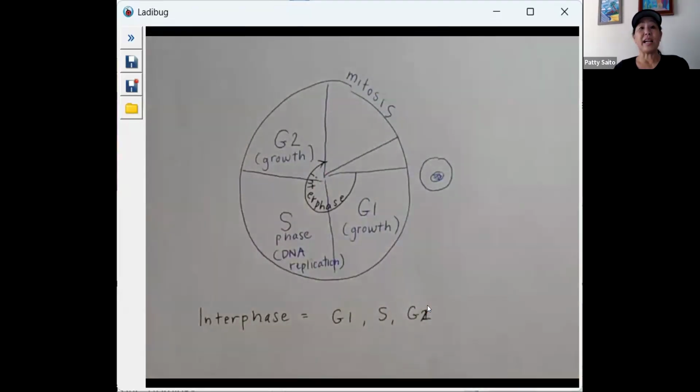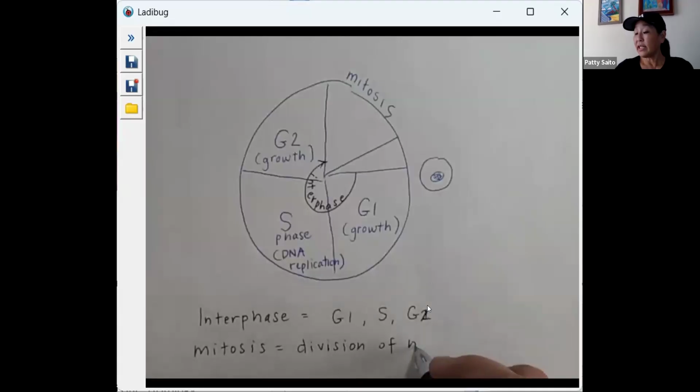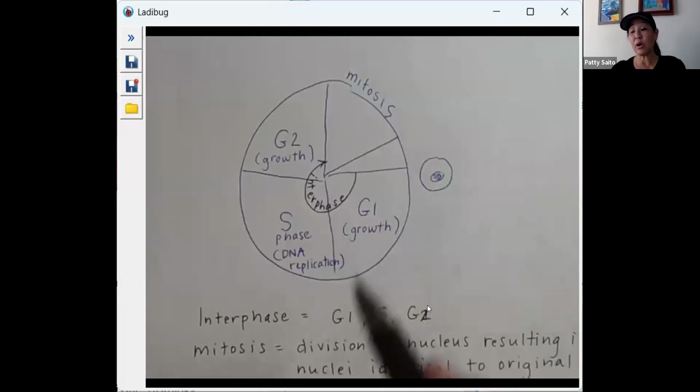Mitosis is dividing the nucleus. Okay, so mitosis is division of the nucleus resulting in two nuclei that are identical to the original. We're making clones. All right, so mitosis is just dividing the nucleus.